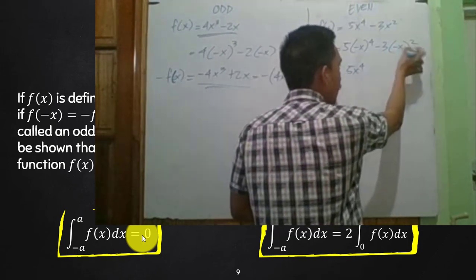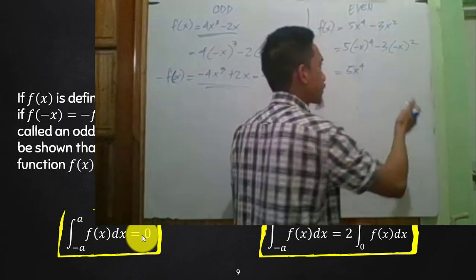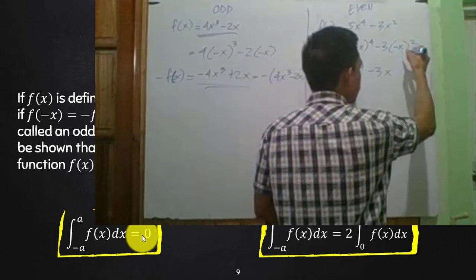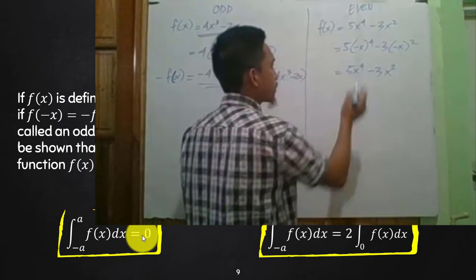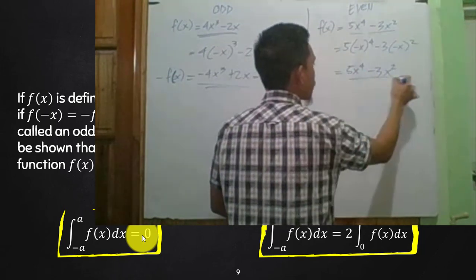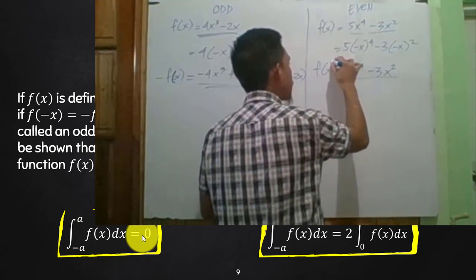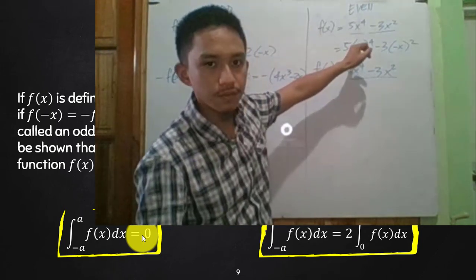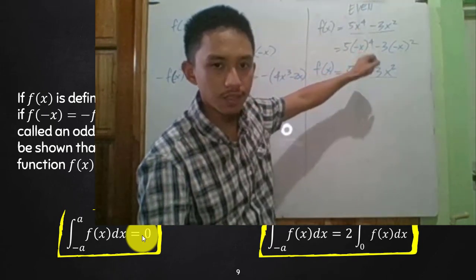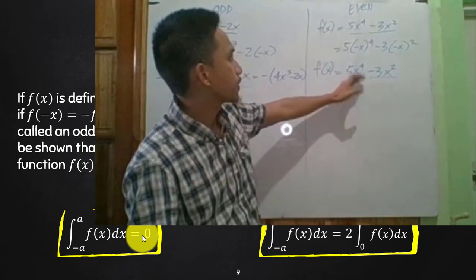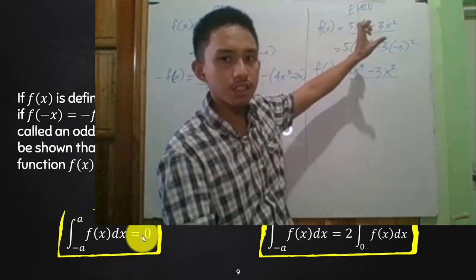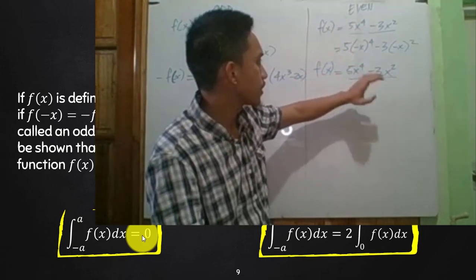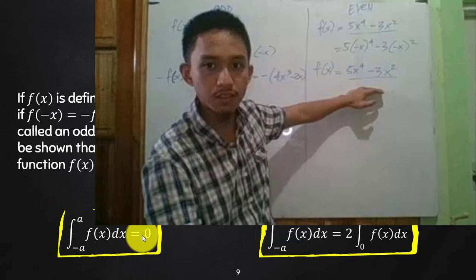And negative x squared is still positive. So that is still 3x raised to 2. This is f of x and that is still f of x. Even if we make the x a negative x, that is still the same. So if nothing happens by changing the x into a negative x, that is what we call the even function.